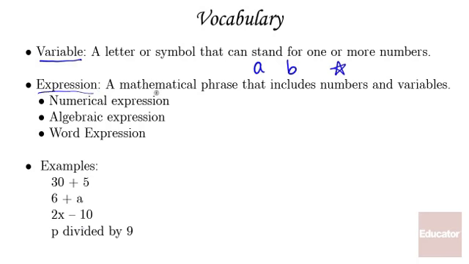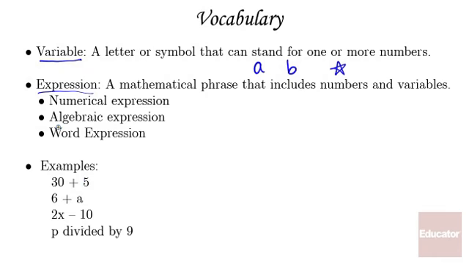Expressions are mathematical phrases that include numbers and variables. Now, keep in mind that expressions do not have equal signs. If it does have an equal sign, then it would be called an equation. So we have different types of expressions. The first type is a numerical expression. Numerical means numbers. So a numerical expression is a mathematical phrase that has only numbers. Here's an example: 30 plus 5. This is considered a numerical expression. There's no variables. We only have numbers.